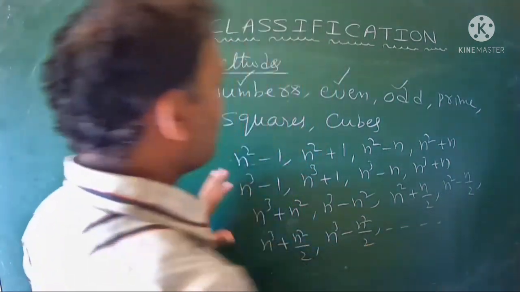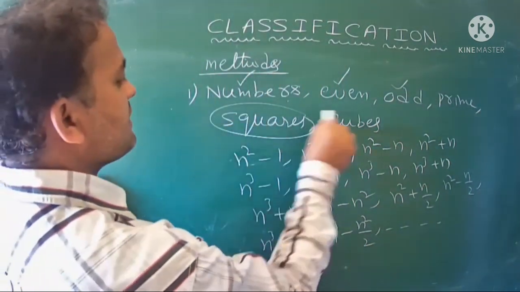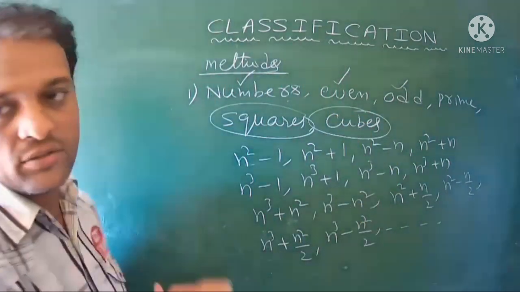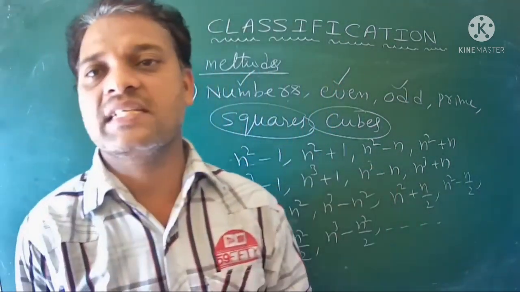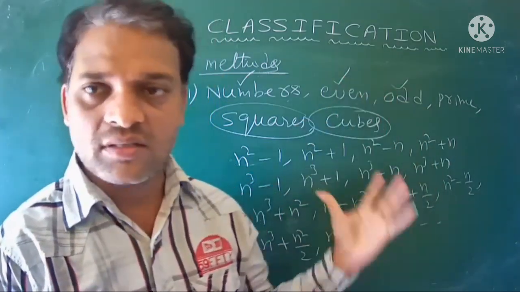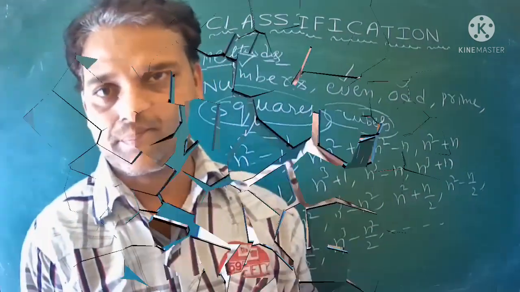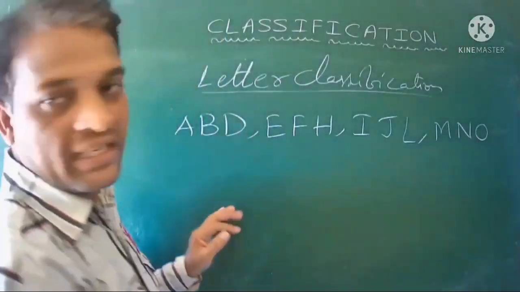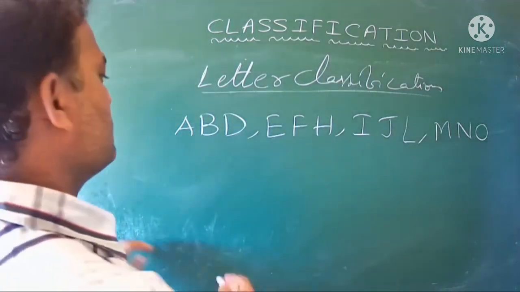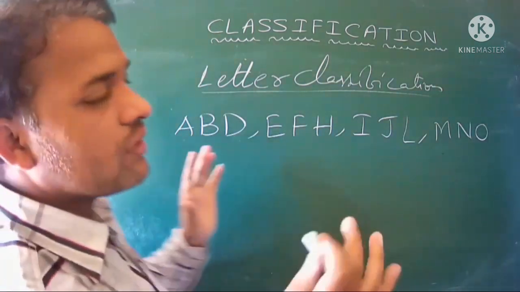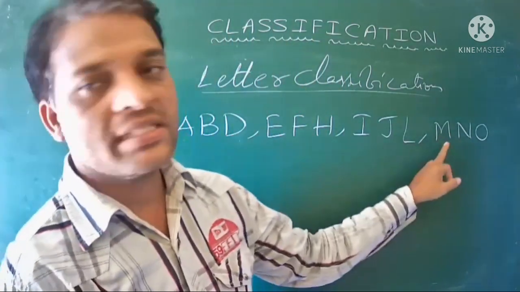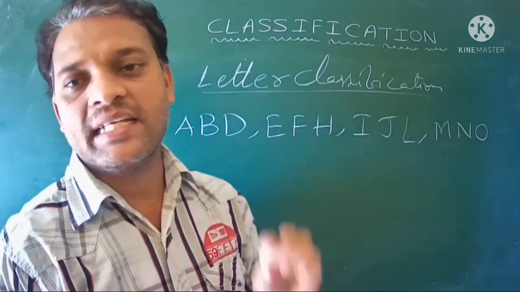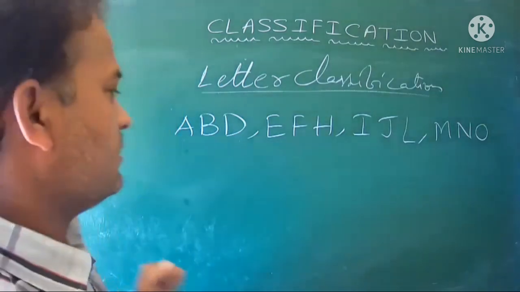So these types of relations, the squares and cubes methods, they need to ask. Next, further alphabet classification also, but alphabets are given. One example: for letter classification, here A, B, D, the group of letters are given. Out of 4 items, 3 are from the same category, 1 is from a different category. What you need to observe.